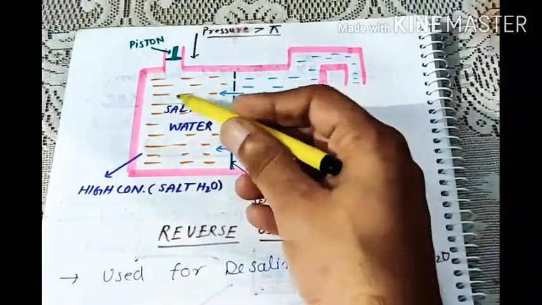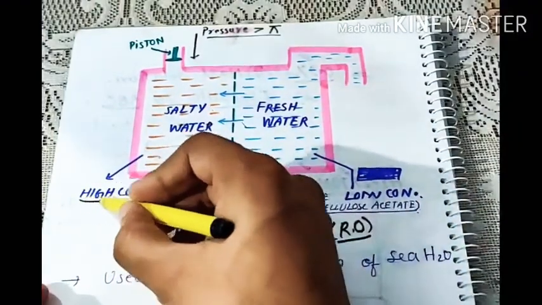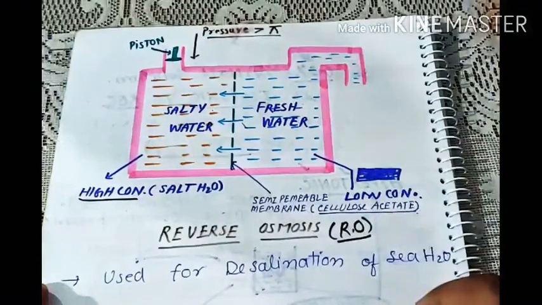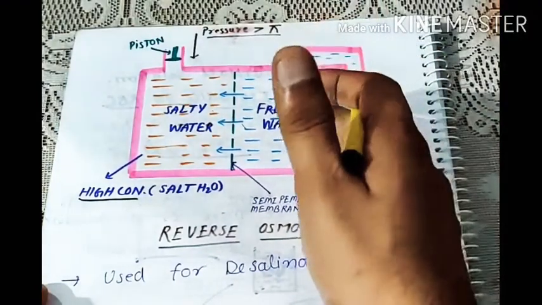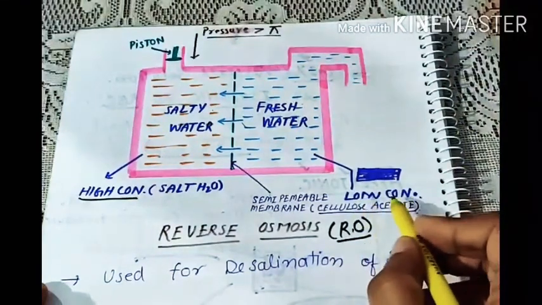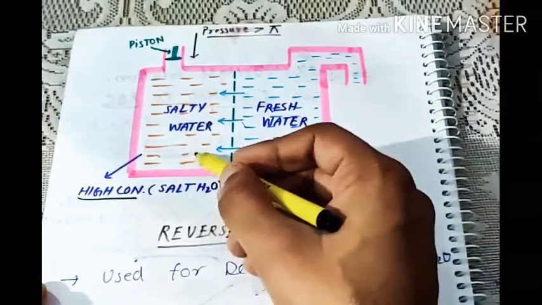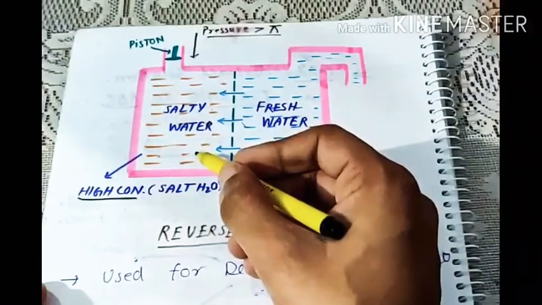So this solution becomes a highly concentrated solution. Are you getting me? This fresh water does not have salt, so it has low concentration. And this is salty water. This has high concentration because it has salt as a solute.